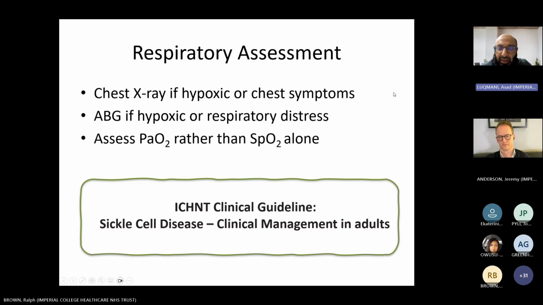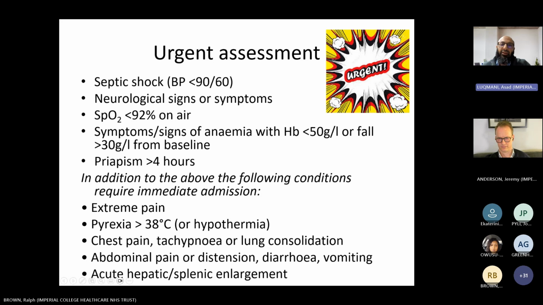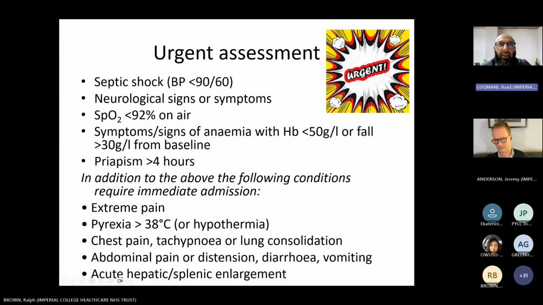At the bottom there, I've just put a note to show that we have a comprehensive sickle cell guideline that is available on our trust intranet that we would refer to, and that contains a detailed section on the management of an acute sickle cell crisis and acute sickle cell complications. Next slide, please. So this slide just highlights the presenting features which should raise the concern that the patient is much more acutely unwell and needs much more rapid review and intervention.